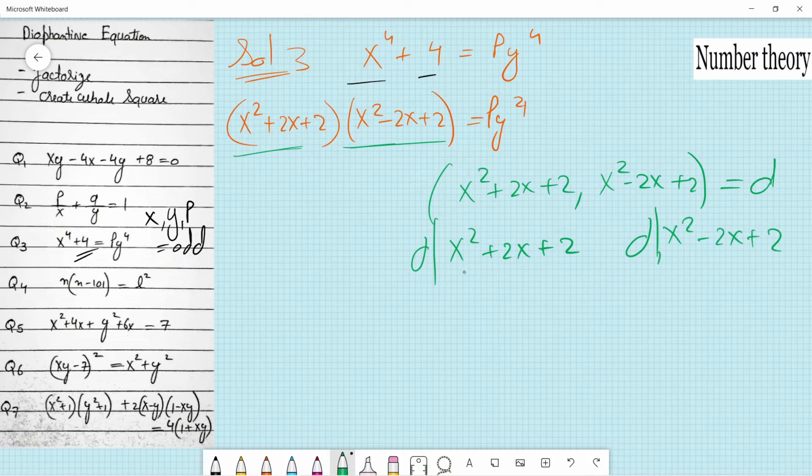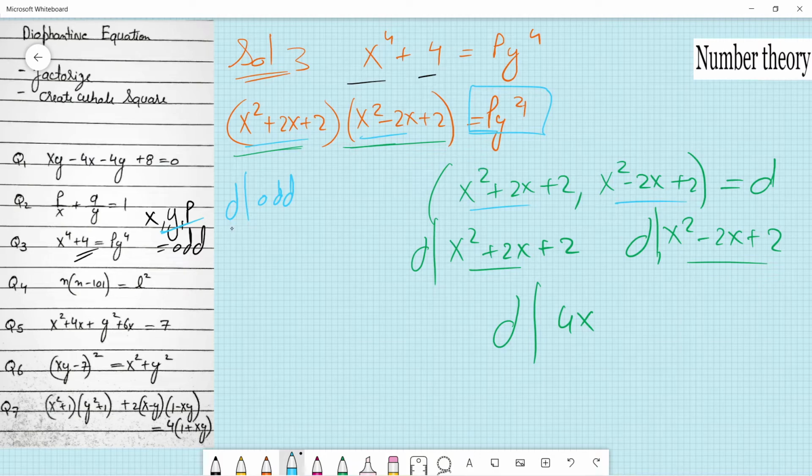Now since D divides this term and D divides this term, D will divide their subtraction as we have seen before. So D will divide 4x. Now also look at this. Since D divides these two terms, D then will also have to divide this term. But we know that x and y are odd. It is given to us, so D divides some odd number.